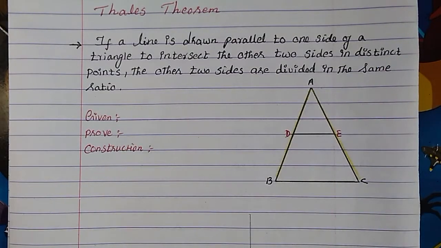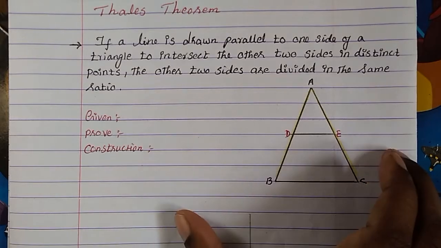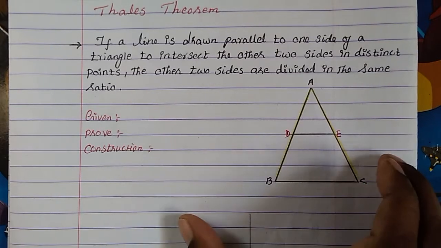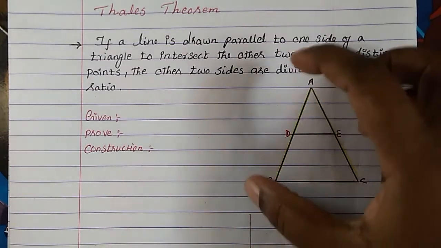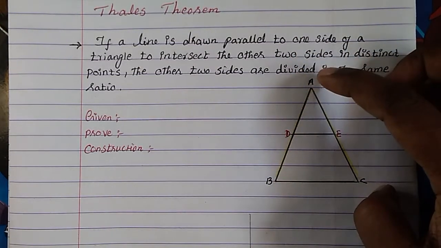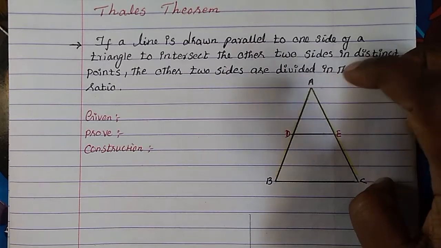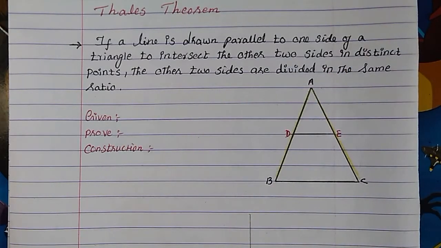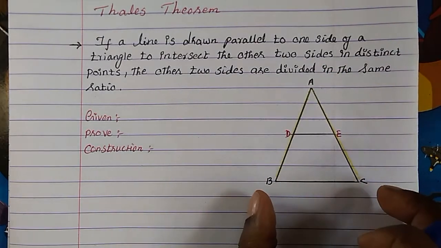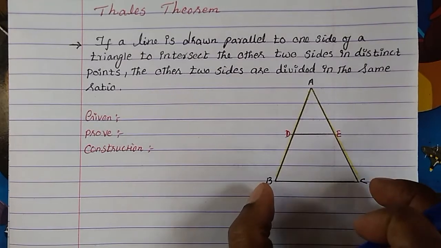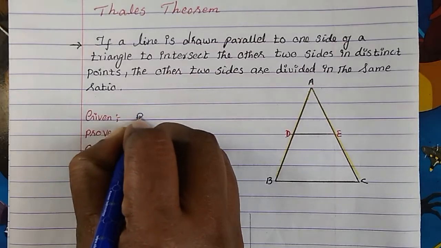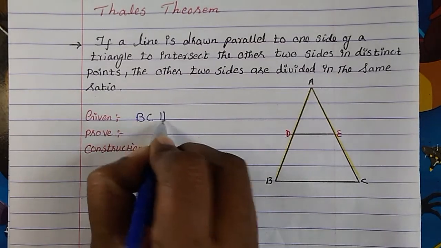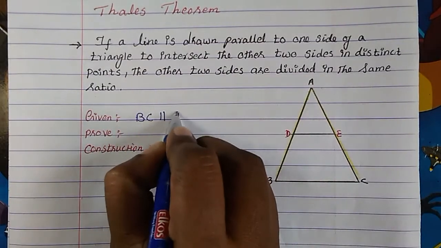Now what we have to prove is that it is true that this parallel line is dividing these two sides into equal ratios. That only we have to prove. I hope you are understanding. So what is given to us? What is given is that BC is parallel to DE.